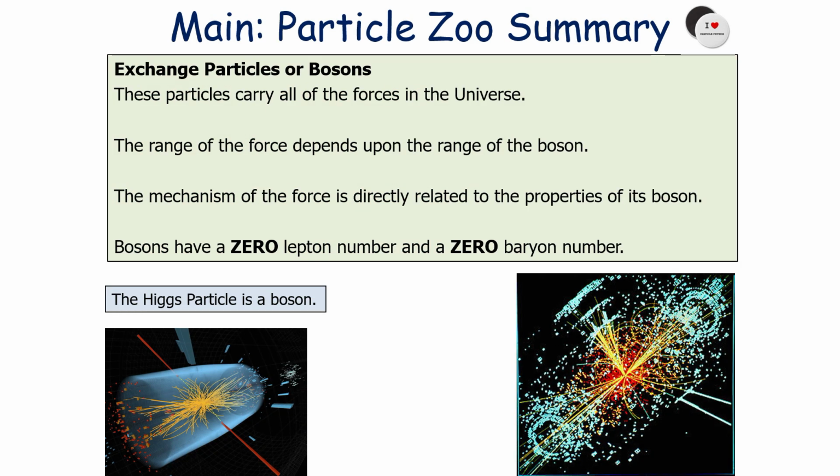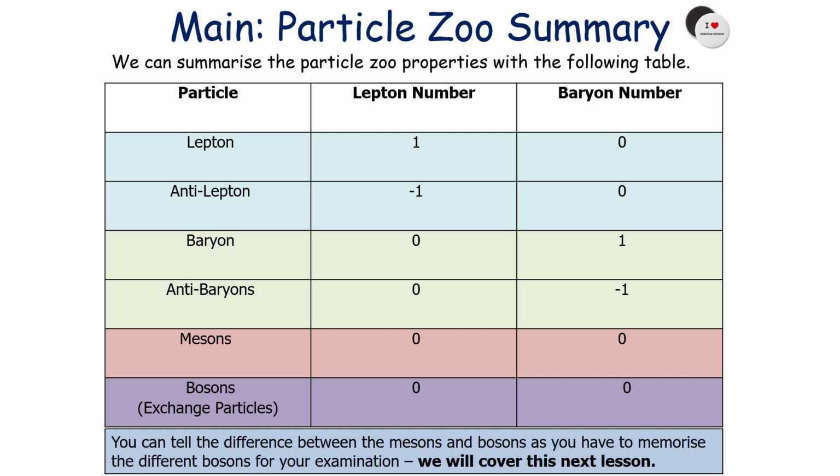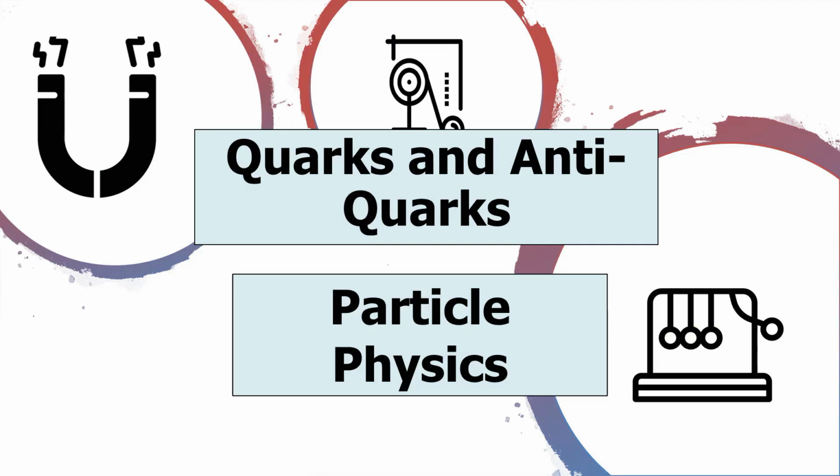Now, exchange particles or bosons carry all the forces of the universe. The range of the force depends upon the range of the boson. The mechanism of the force directly relates to the properties of the boson. Now, bosons have a 0 lepton number and a 0 baryon number. Now, we can summarise the particle zoo properties with our following table. As expected, you should be able to recognise the particle family from its baryon number and its lepton number. Now, you can tell the difference between mesons and bosons as you've got to memorise the different bosons. Now, let's have a consideration of quarks and antiquarks.